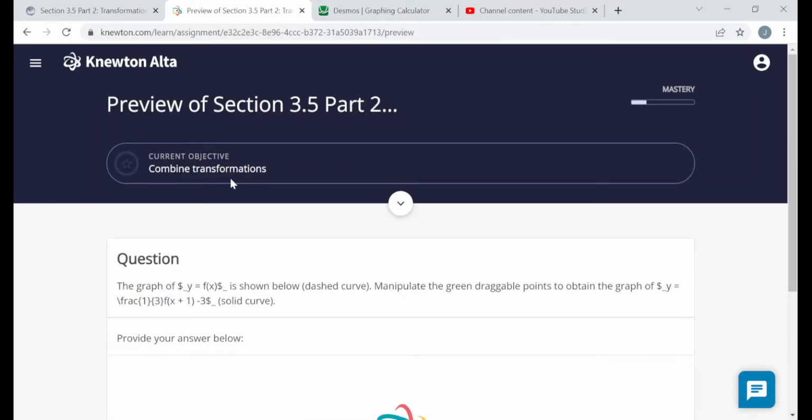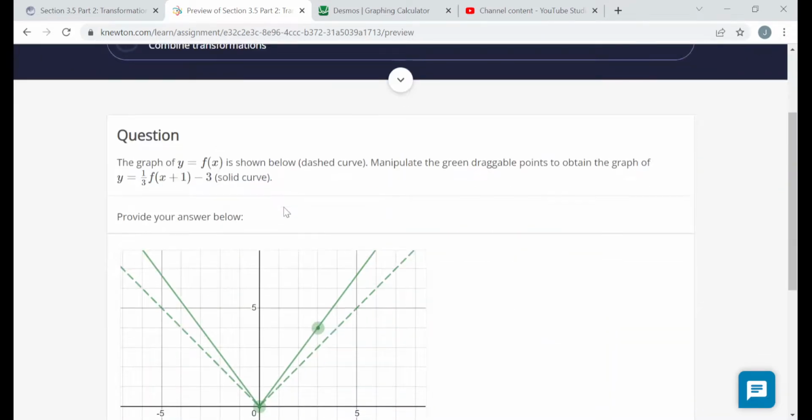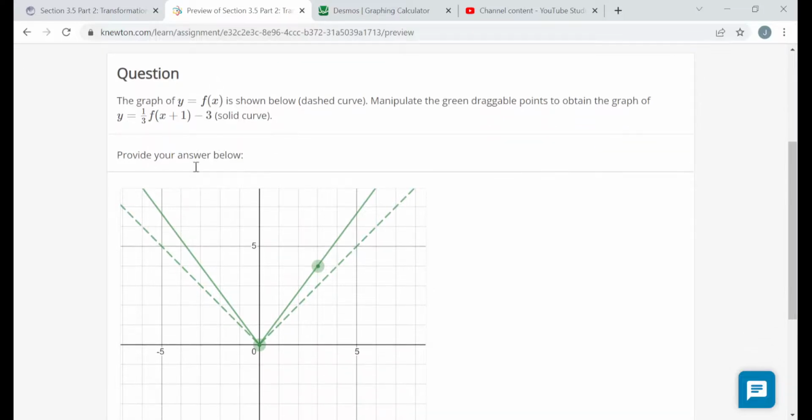All right, so combining transformations, they might have some reflection or stretch or compression or shift. Once again, here we're given, now they say the dashed curve is the original. So I'll just match up the solid curve to be right on top of the dashed curve. Manipulate the green draggable points to obtain the graph of this function here.